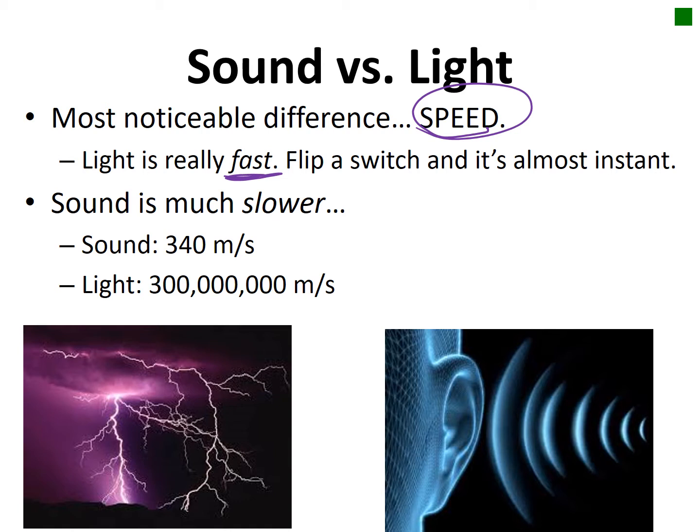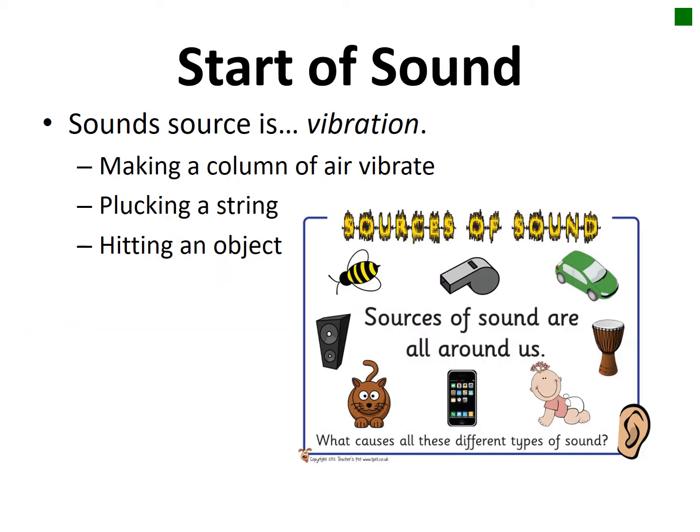Sound, though fast, travels at a matter of 340 meters per second, whereas light travels at 300 million meters per second. So light travels a lot faster. That's once again why we see the lightning, and then later we hear the sound that the lightning made, from the thunder.